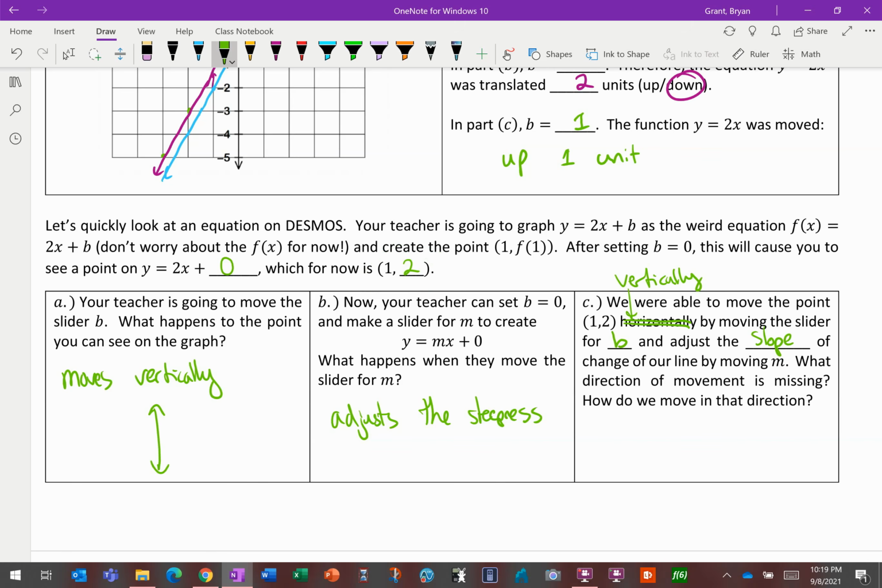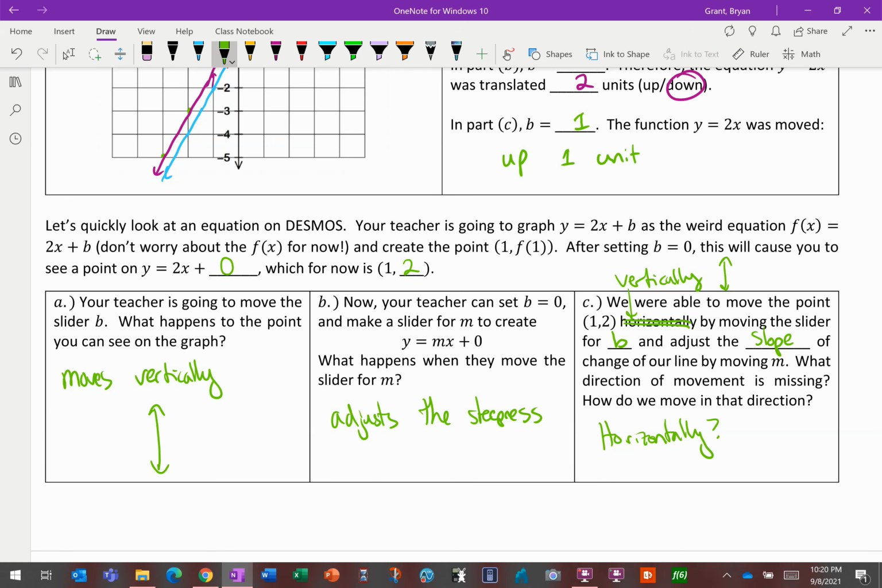But don't we have a direction of movement that's missing? We're able to move vertically up and down, but how would we move that point horizontally? And so what we're going to do today is look at a slightly different form of a line that will allow us to move our graph not only vertically, but also horizontally.